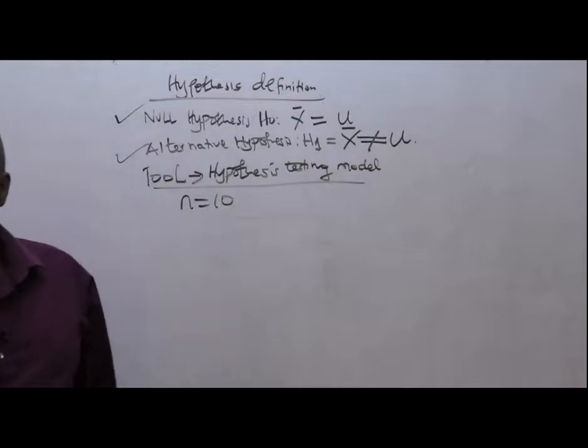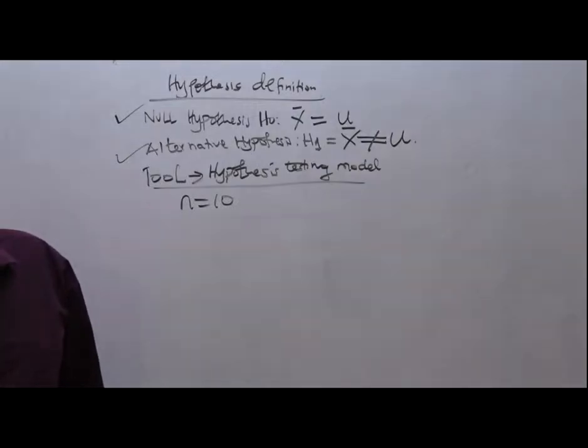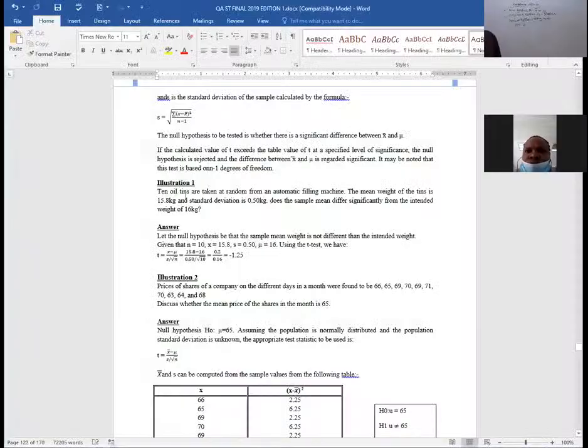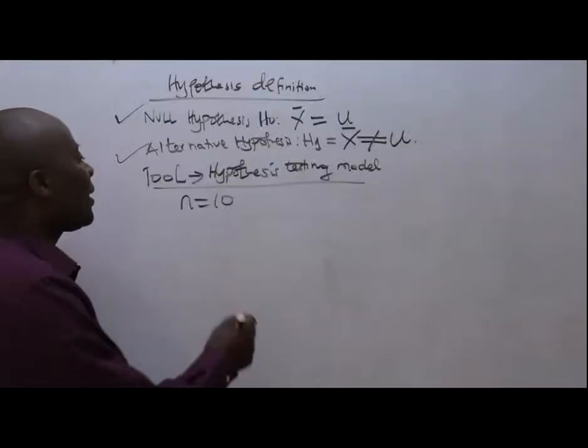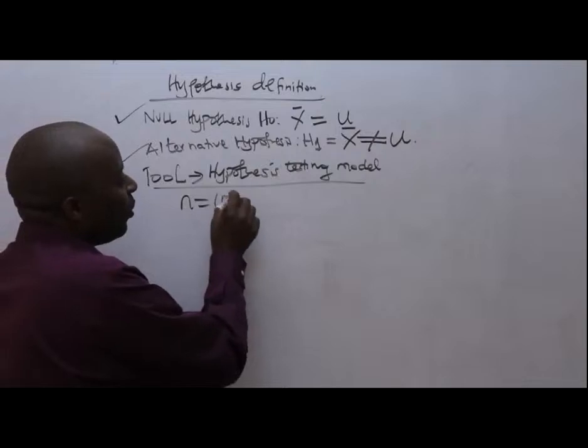These guys took how many pieces of this product? They took 10 oil tins. So N is 10. And when N is 10, ladies and gentlemen, 10 is a small sample.